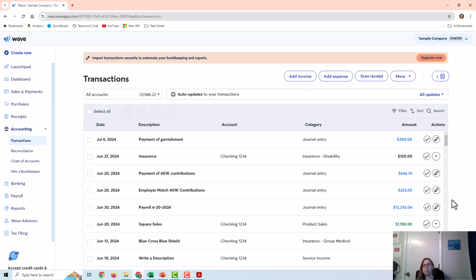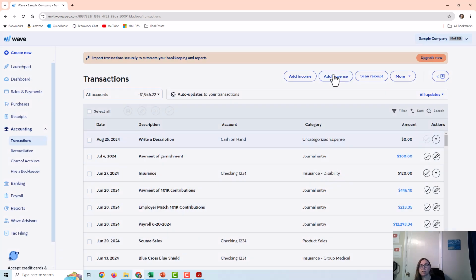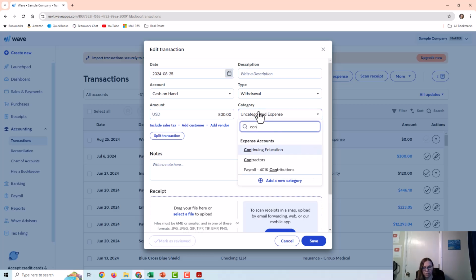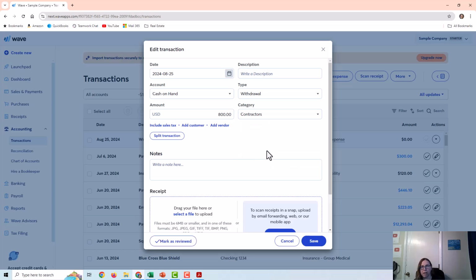Now, some payroll processing services will deduct that expense separately from the checking account. Instead of doing one lump sum for the salaries, owner draws, and contractors, it will do a separate line item on your bank statement. So if that is the case, you would simply add an expense for that contractor payment. Let's say the contractor is paid $800. You would add an expense from the checking account for that $800, and you would post it to your contractor's expense account.